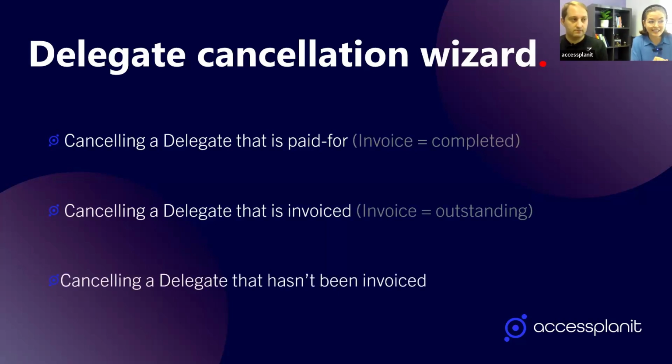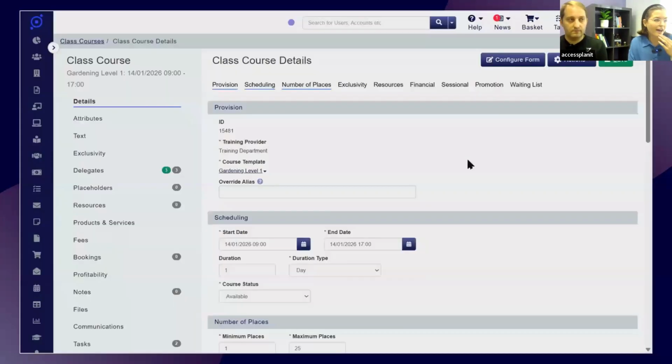So we're going to look at cancelling a delegate that's been paid for, so their invoice is completed, cancelling a delegate that's been invoiced but hasn't paid yet, and then finally, what happens when you cancel a delegate that hasn't been invoiced at all. So we'll start with that top one, so cancelling a delegate that's been paid for.